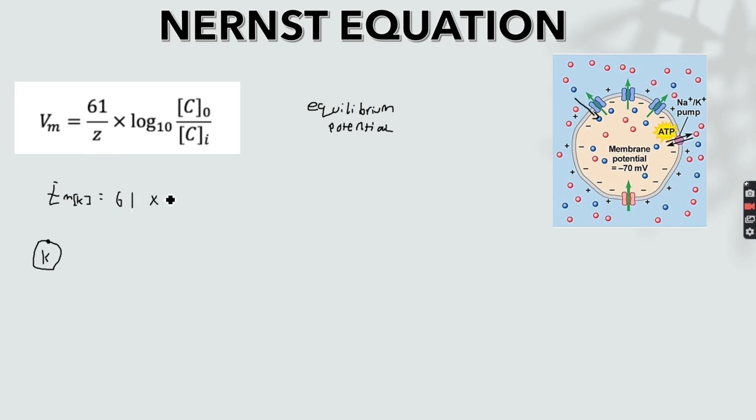That's 61 times log base 10. Now the concentration outside the cell is typically about 4, so we know it's quite low on the outside of the cell. And inside the cell it's about 126. So if we plug this into our calculator, we get minus 92 millivolts. So this is quite a good approximation. That is close to our true membrane potential of minus 70 millivolts.